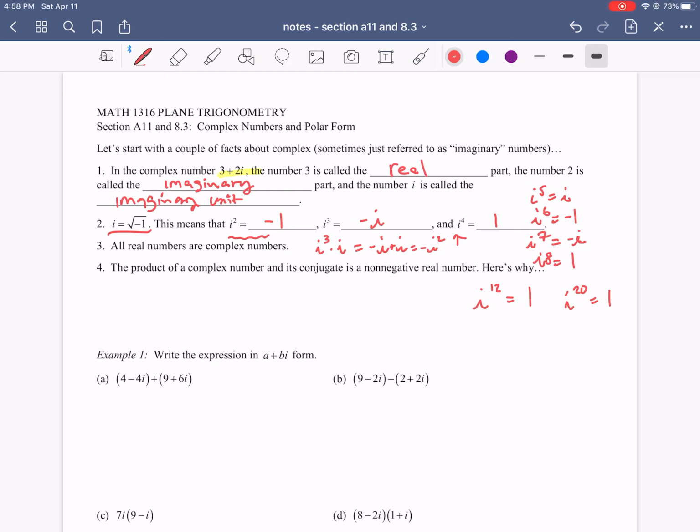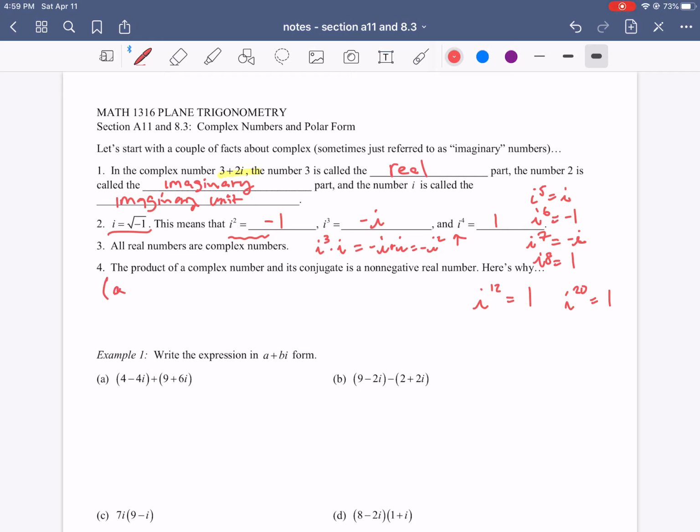So number 3, all real numbers are complex numbers. If it does not have an imaginary part, that's what we call a real number. If it does have an imaginary part, then it would be under the umbrella of what are called complex numbers. And then finally, fourthly, the product, meaning when you multiply a complex number and its conjugate, the result is always a non-negative, meaning either positive or 0, real number, meaning no imaginary part. Okay, so let's see why that's the case.